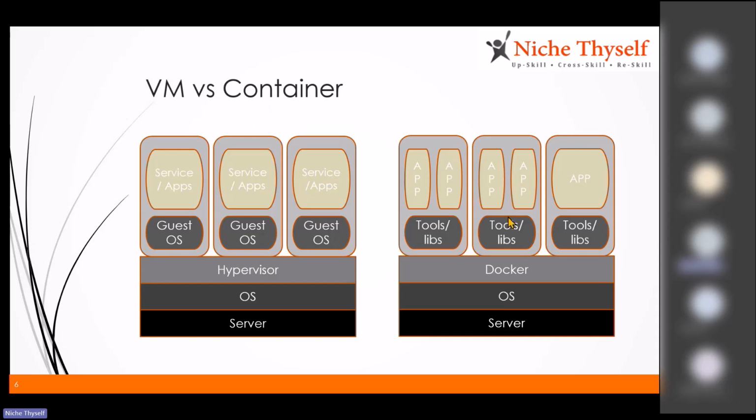Just type VC if you understood the difference between VM and container. Just type VC in the chat window. V for VM, C for container. Okay. So Smita understood it, Project understood it, Pushkar is there, and Saksham also understood it, right?